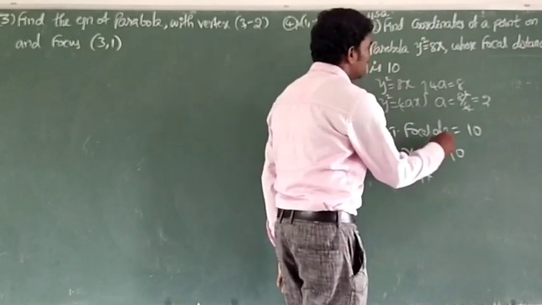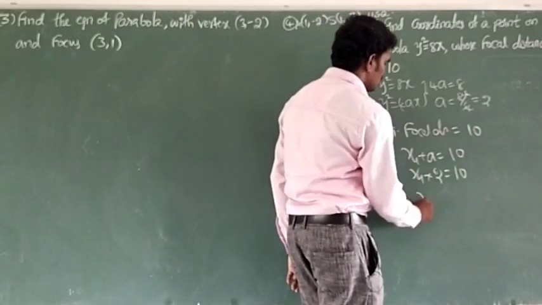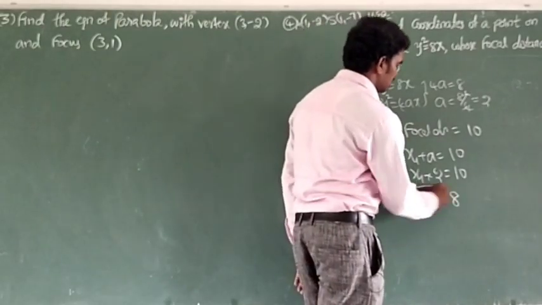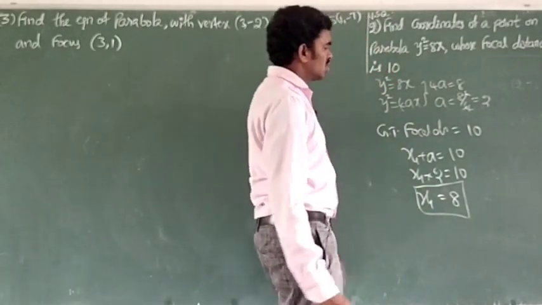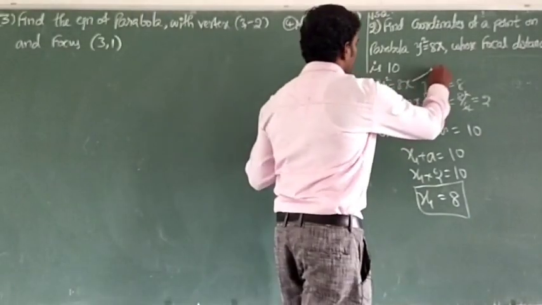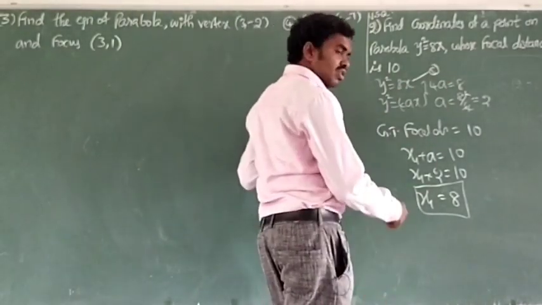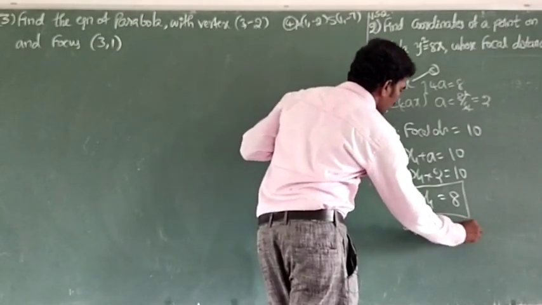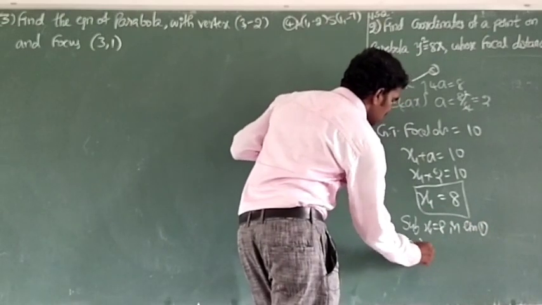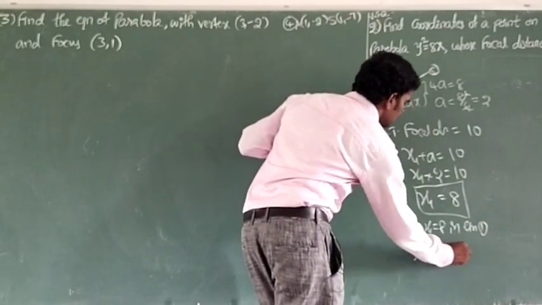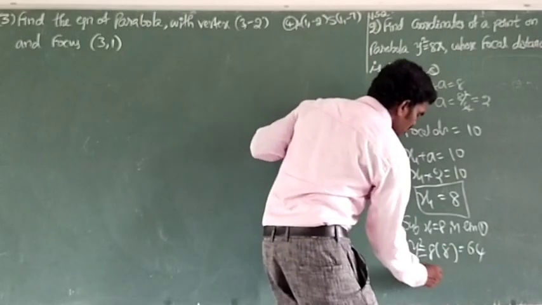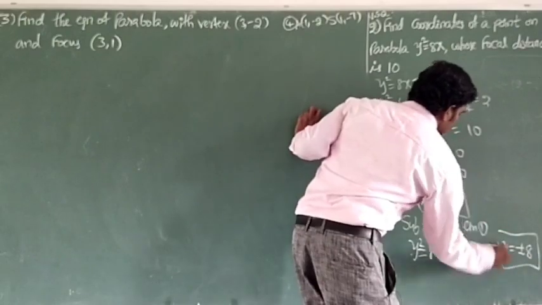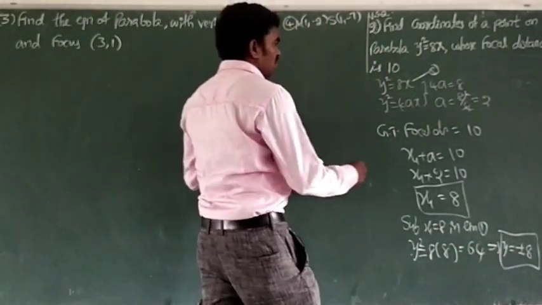So x1 plus a means what here? x1 plus 2 is equal to 10. So x1 becomes 10 minus 2, which is 8. The x1 value is 8. Now substitute the x1 value in equation 1 to get the y values. So substitute x1 equal to 8 in equation 1. Then y square is equal to 8 into x, which means 8 into 8, that is 64. So y square equal to 64 means y equal to plus or minus 8. 8 8s are 64.